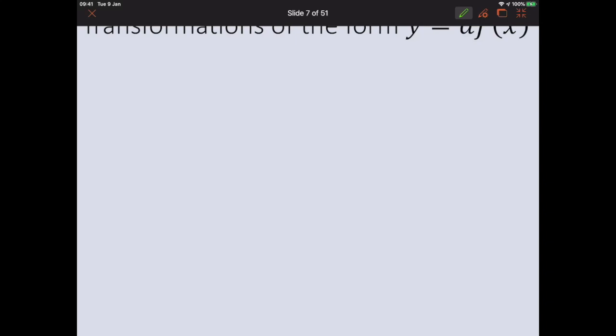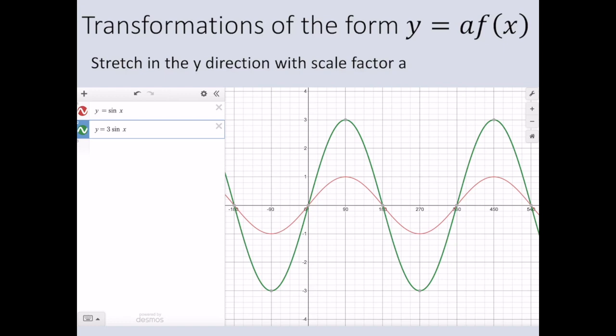Okay, transformations of the form y equals a f of x. This is our last one. So basically again we get another stretch, but this time in the y direction with a scale factor of a. If we look at the graphs, the red graph is y equals sine x, and the green graph is y equals 3 sine x.